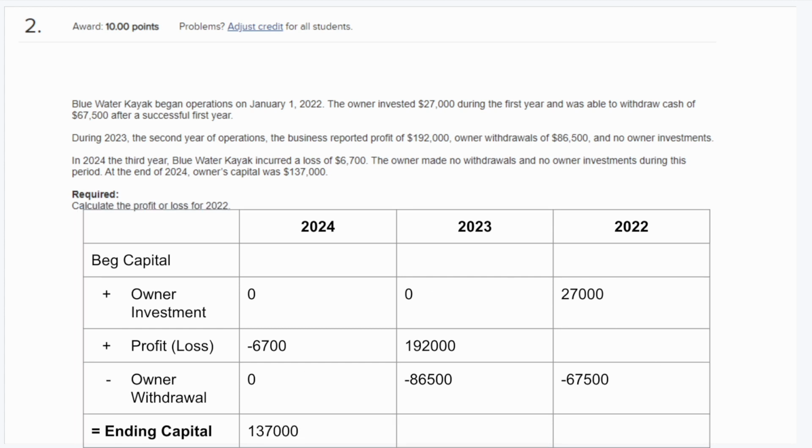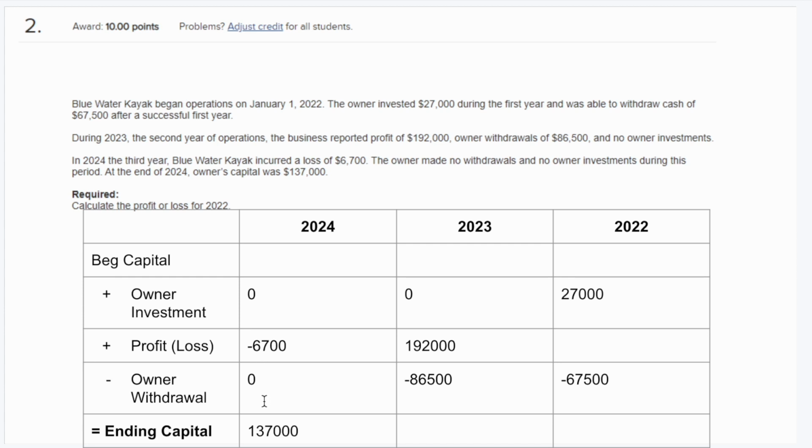Okay. So what we have here is all the information that's given in the problem put into the table. So effectively, what we have to do is work backwards through time in this table in order to calculate the profit or loss for 2022, right? So we have all the information of 24, 23, and 22 that we have, but we can deduce the rest using this equation here. So in the instance of what's going on here, 137 is the ending, minus 67.